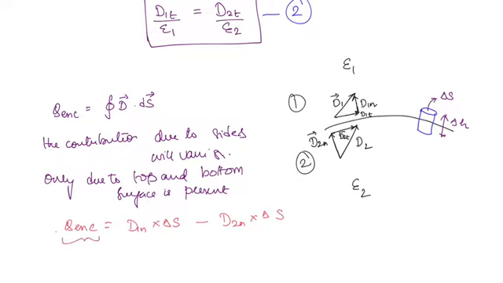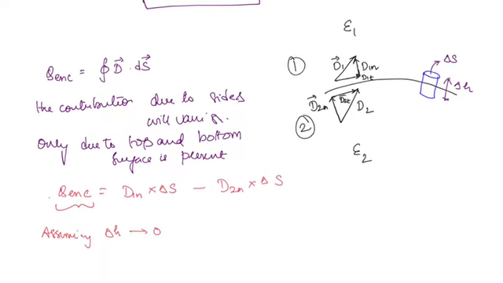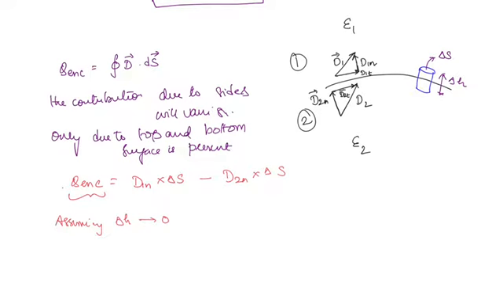Then what about this Q enclosed? Here we can assume that delta H is very small, almost 0. That means there is only one surface present, that surface is delta S. If the surface charge density is rho S, then you can write Q enclosed is equal to rho S delta S, where rho S is the surface charge density.